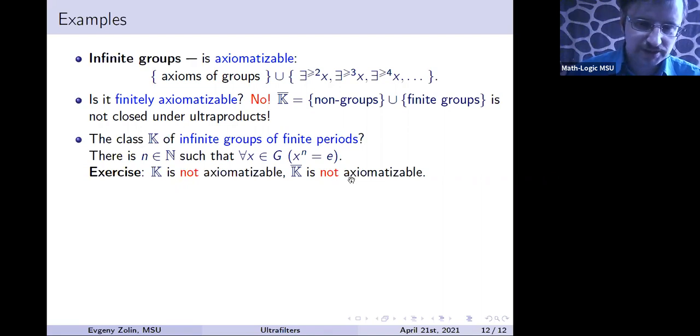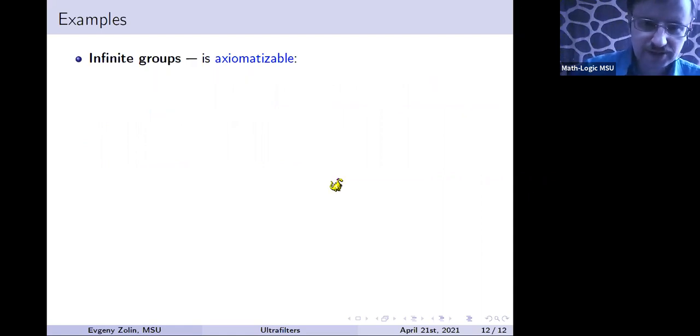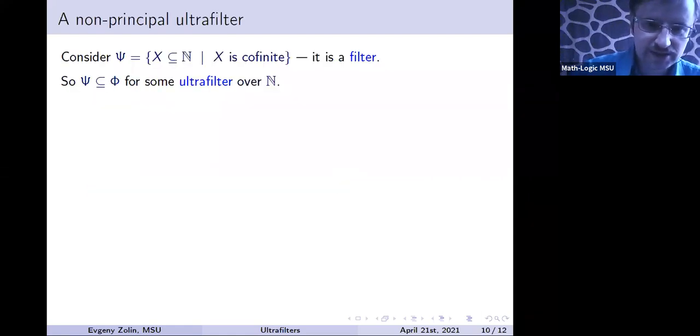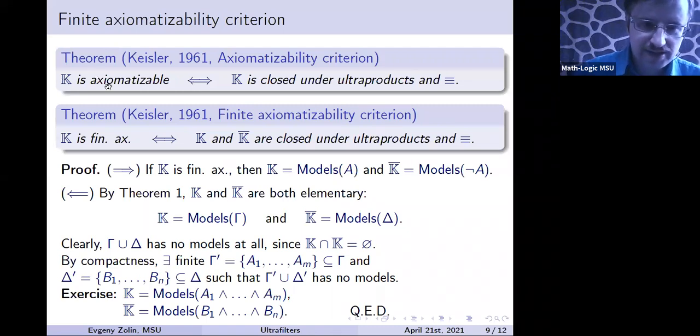So you need to show that the class K is not closed under ultraproducts and the class not K is not closed under ultraproducts. Instead of ultraproducts, you can simply think in terms of compactness. You can, in fact, reformulate our main result as follows. K is axiomatizable if and only if K is compact and closed under elementary equivalence. So instead of closed under ultraproducts, you can simply write compact.